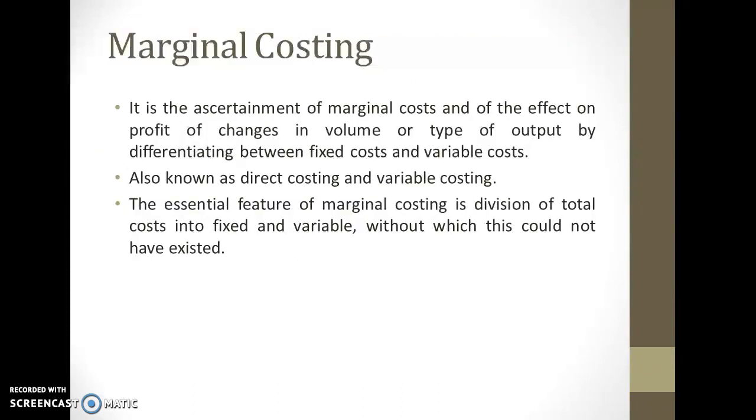Now coming to marginal costing, it is also known as direct costing and variable costing. What is marginal costing? It is ascertainment of marginal cost, or say variable cost, and the effect on the profit of changes in volume or type of output by differentiating between fixed cost and variable cost. Here we always take variable cost into account. We segregate all the costs into fixed and variable cost and we take variable cost forward.